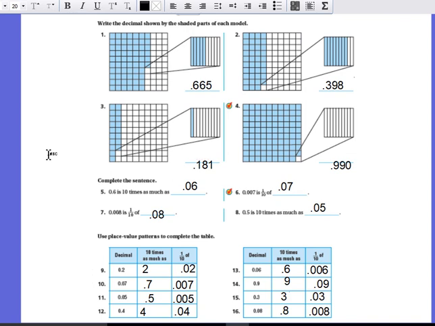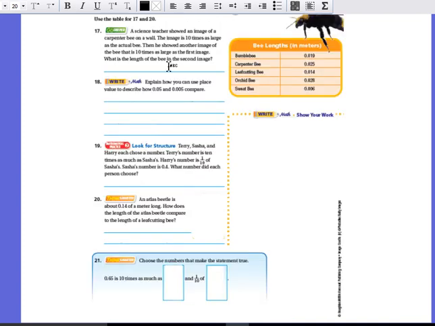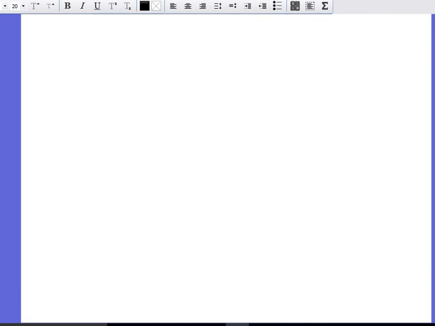Remember, you're robbing your own self if you are just filling in these answers. Try to understand how the table works and how it's different from the wording up here. Talk to your partner about that. All right, we're going to skip this page for right now. We might come back to it.